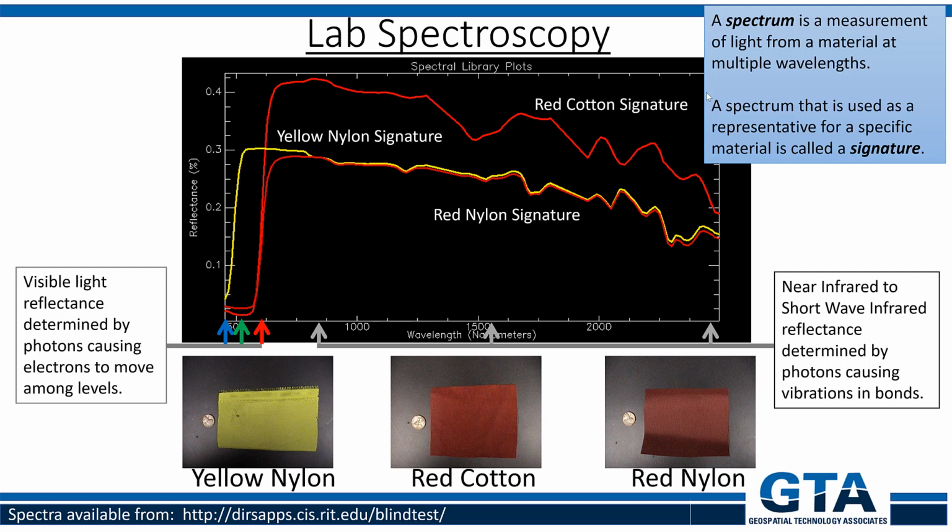And here, just a little bit of terminology, spectrum is a measurement of light from the material, and then when we're going to use that spectrum as an identifier for that type of material, we call that a signature.